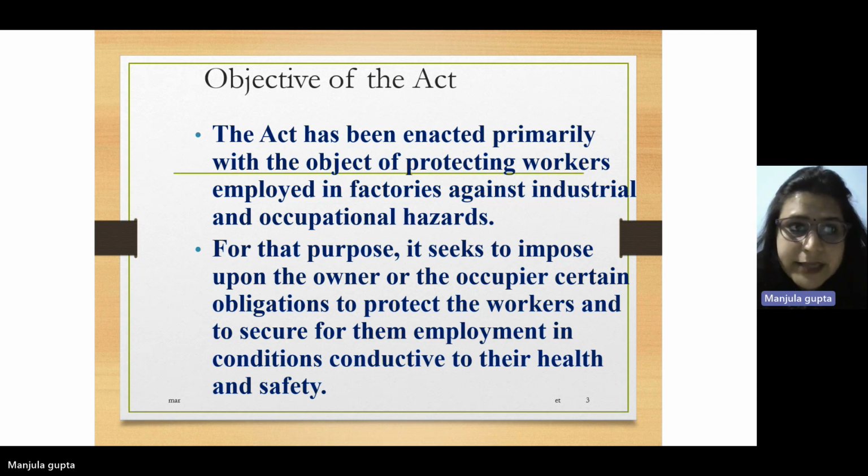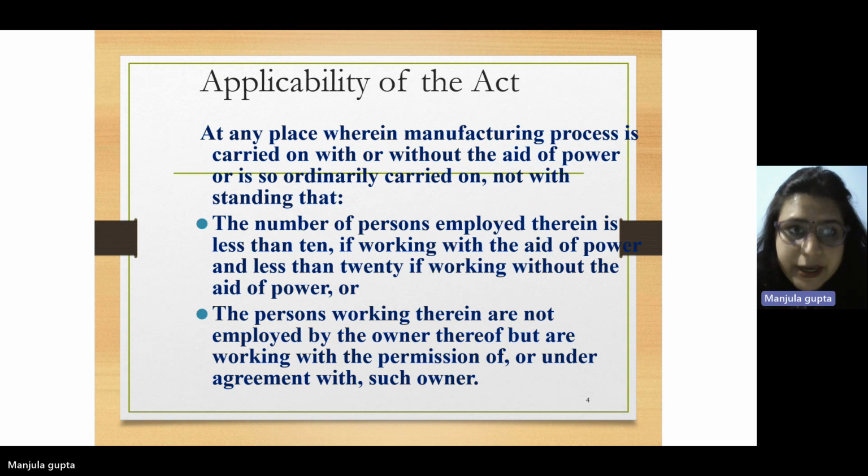Applicability of the Act: at any place wherein a manufacturing process is carried on with or without the aid of power, or is so ordinarily carried on, notwithstanding that the number of persons employed therein is less than 10 if working with the aid of power, and less than 20 if working without the aid of power, or the persons working therein are not employed by the owner thereof, but are working with the permission of, or under an agreement with, such owner.